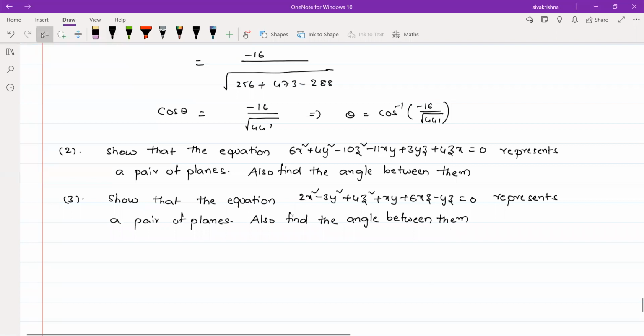I have given you two problems to verify whether the given equation represents a pair of planes, and also to find the angle between them. Try these two problems. Thank you.